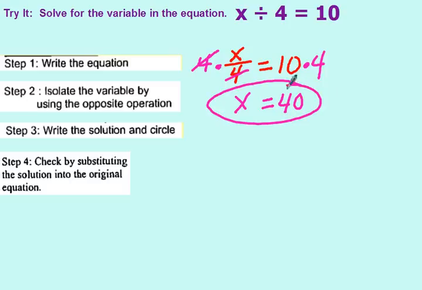Now stick it back in your original equation. X divided by 4, so 40 divided by 4 is 10, and that's what was in the original equation. So there's your check step.